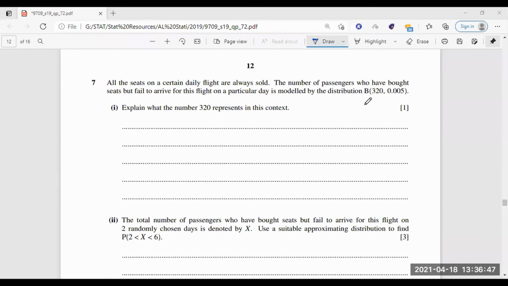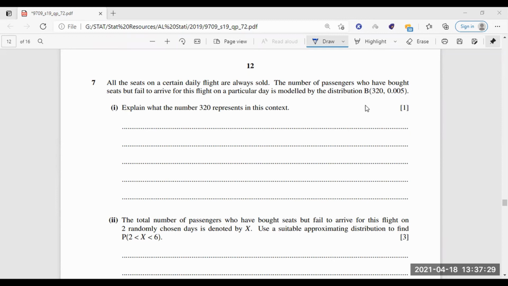Moving on to question number 7. All the seats on a certain daily flight are always sold. The number of passengers who have bought seats but failed to arrive for this flight on a particular day is modeled by the distribution binomial with 320, 0.05. Explain what the number 320 represents in this context. So you can see that the number of passengers who have bought seats but failed to arrive is modeled by a binomial distribution, where you can see this is the maximum number.